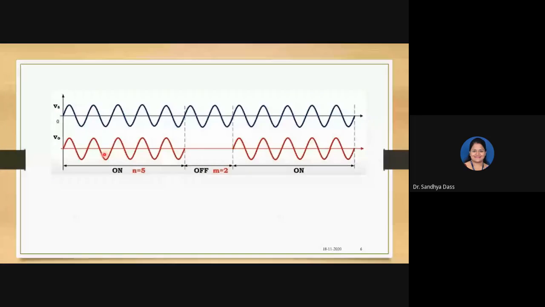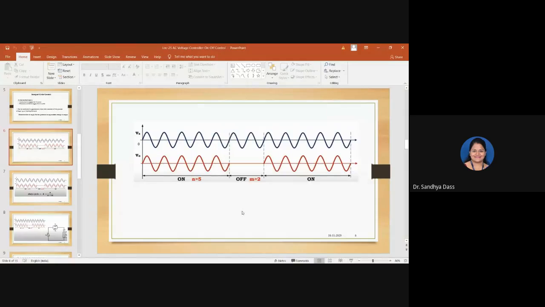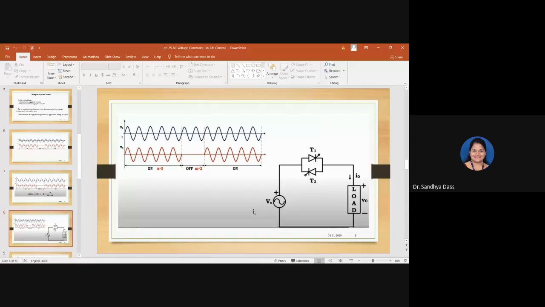You're controlling the AC power that is fed to the load, keeping it on for a few cycles and keeping it off for a few cycles. You're getting a varied AC signal at the load. That is the simple way of representing things. I hope it is understood.